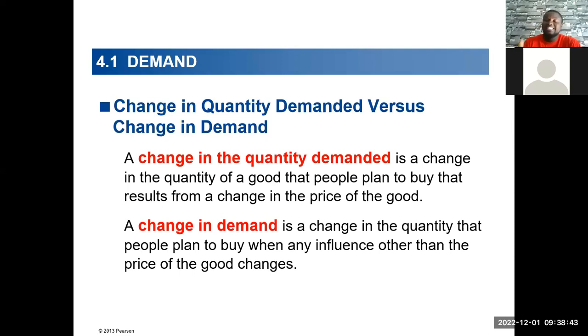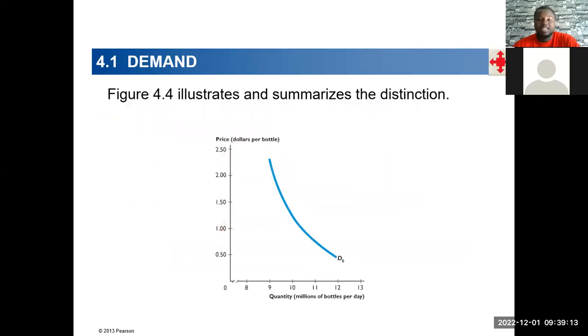I think we spoke about change in demand. When there are changes in the other factors affecting demand, other than price, that's a change in demand. But when we hold all the other factors constant, and there's a change in price, and as a result we change the quantity we want to buy, we call that change in quantity demanded. So that is the difference between change in quantity demanded and change in demand. Change in quantity demanded results from a change in price. Change in demand results from changes in the other factors affecting demand. Let's look at the diagram here.